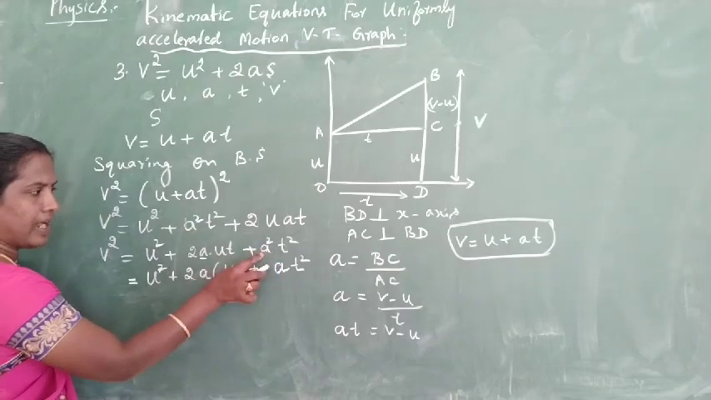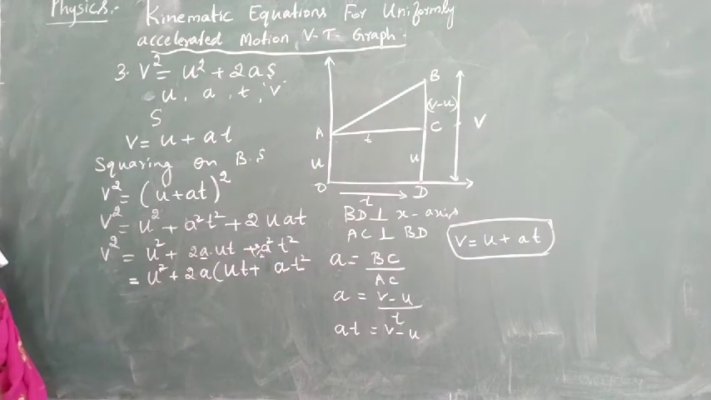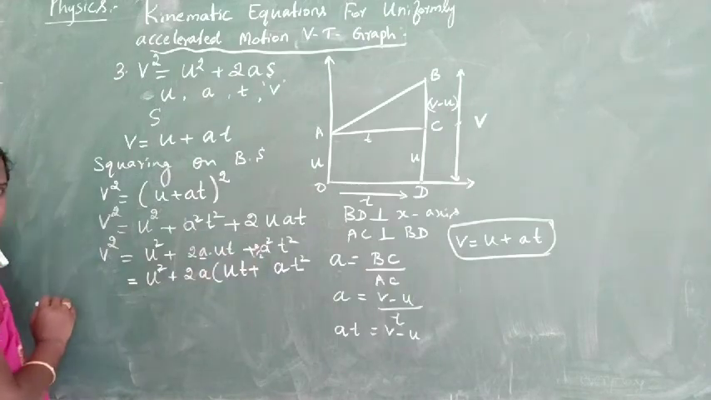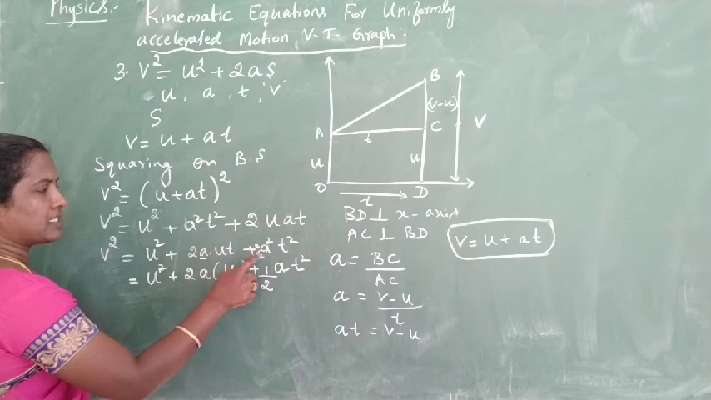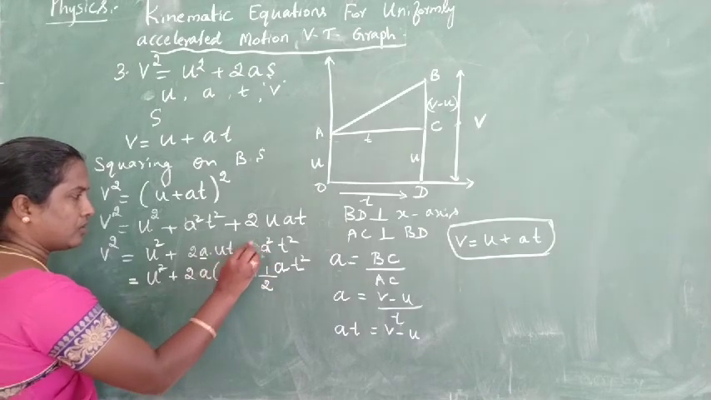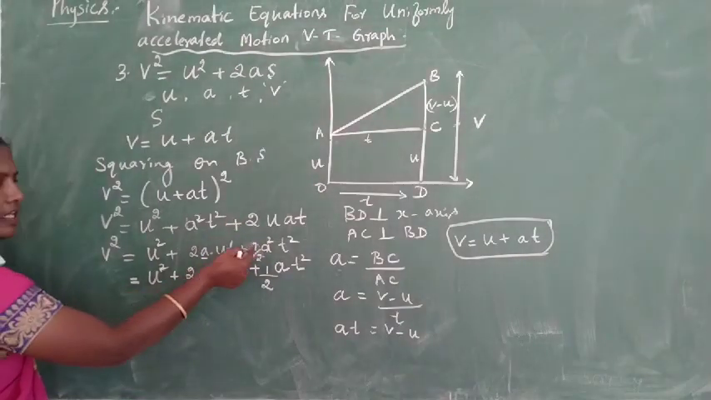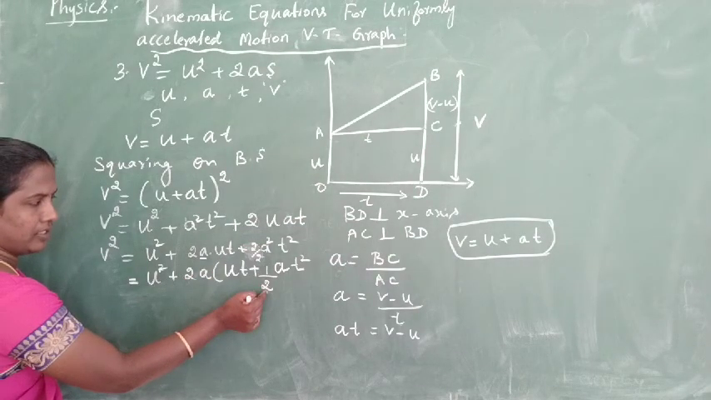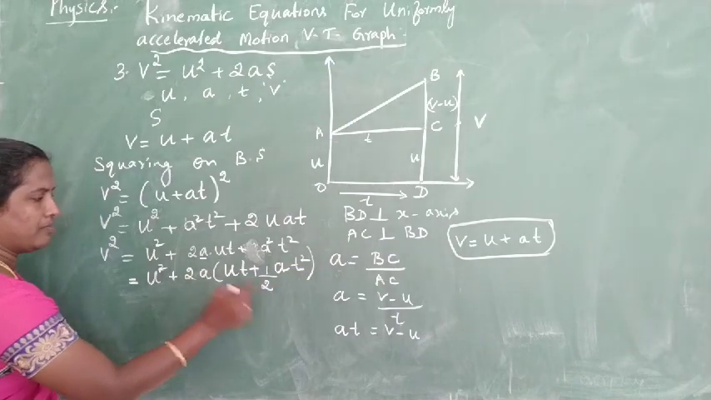If we write here the factor is 1, so I can write 2 by 2. If we are writing 2 by 2, 2 comes outside, then 1 by 2 can be written. In this place if we write 2 by 2, and here 2 by 2 gives 1 by 1, so we will get 1. So if we are taking 2a outside, then 1 by 2 is left out here.